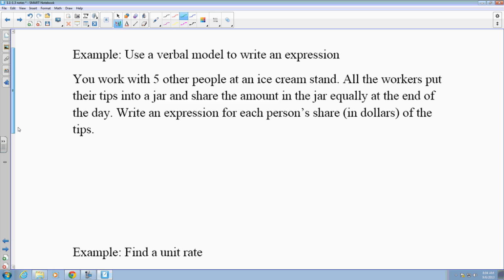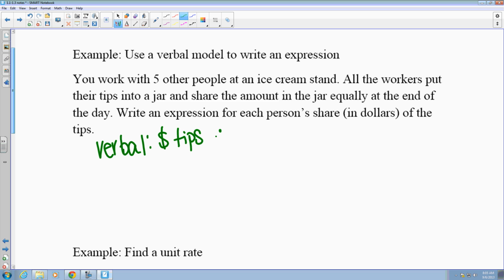When you have a word problem like this, I find it very helpful to first write out a verbal phrase with just words, no numbers, and then we'll be able to plug everything in later. So let's start with that verbal phrase. The thing that we're dividing, or the thing that we're pulling apart, is how much tips we made. That's total, that's the amount in the jar.